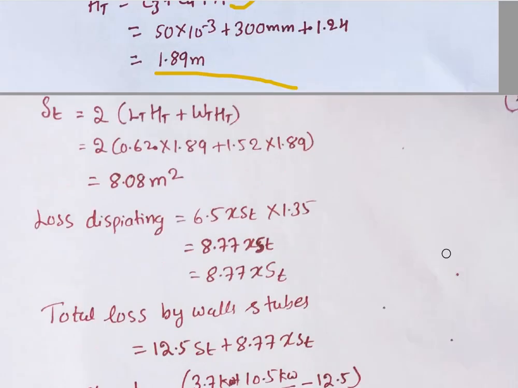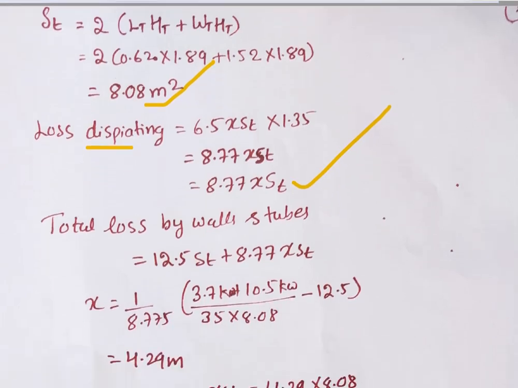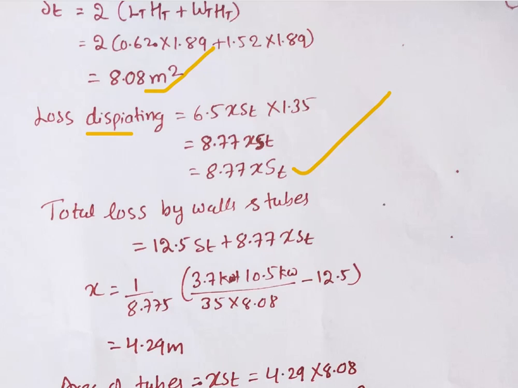From this find out the surface area of the tank. The surface area of the tank is 2 into (LT plus WT) into HT, so you will get 8.808 meter square. The loss dissipated is 6.5 x into ST into 1.35, where we have taken the 35% improvement compared with the tank walls. So the total loss by wall and tubes is 12.5 ST equals 6.5 ST plus 8.77 x ST.